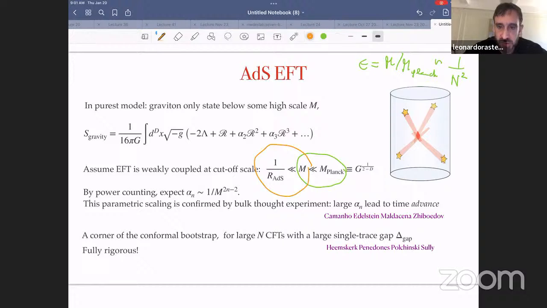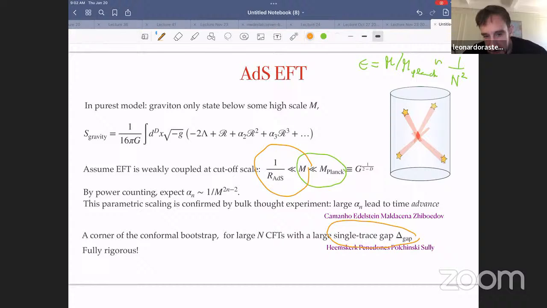So there's a small number of light single trace states and then a large gap. In the bulk, it's in units of AdS, but on the field theory side, it's just a large gap in terms of the dimensionless conformal dimension to the first non-trivial single trace state. And so famously, this lady and gentleman, HPPS, conjectured that the converse is also true, that if you have a large N with a large single trace gap, and again, for an audience of one, namely Eric, we need to be a little bit careful about what we mean by the gap. Ideally, we would take the gap to be the gap to the first higher spin single trace.